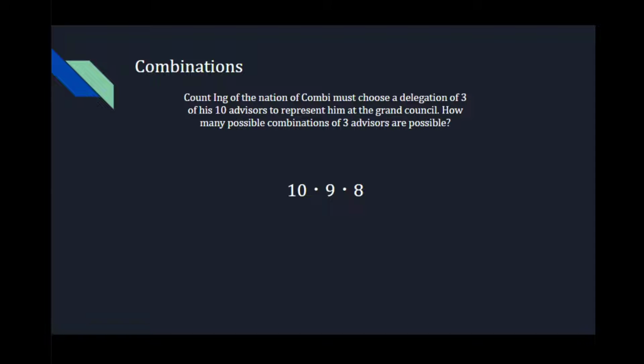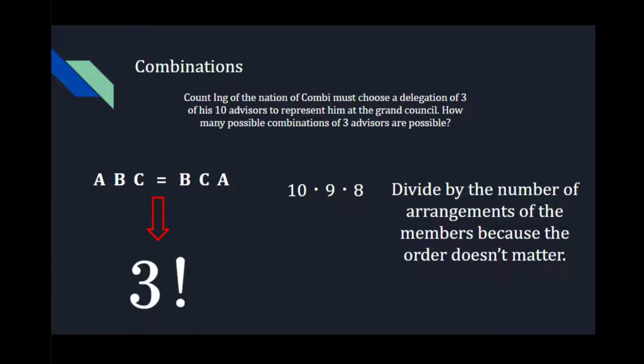The thing to realize is that, again, order doesn't matter. So advisors A, B, and C are the same delegation as B, C, and A. We know that there are 3 factorial arrangements of any 3 advisors. So we divide by the number of arrangements of those advisors because any grouping of the same 3 counts as the same delegation. What we end up with is 10 factorial over 7 factorial times 3 factorial.